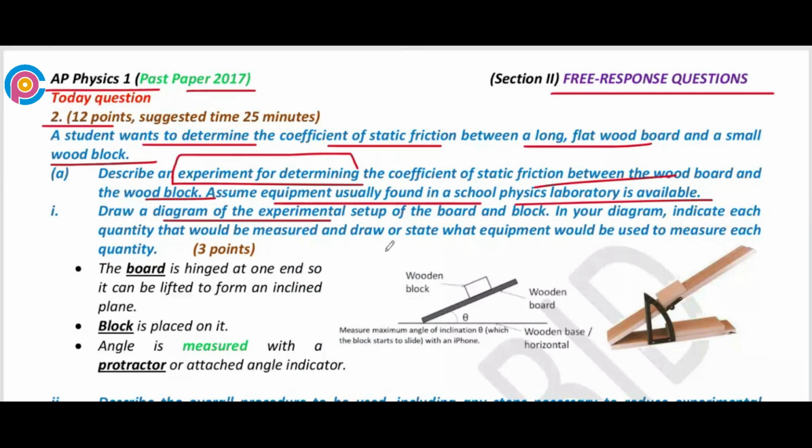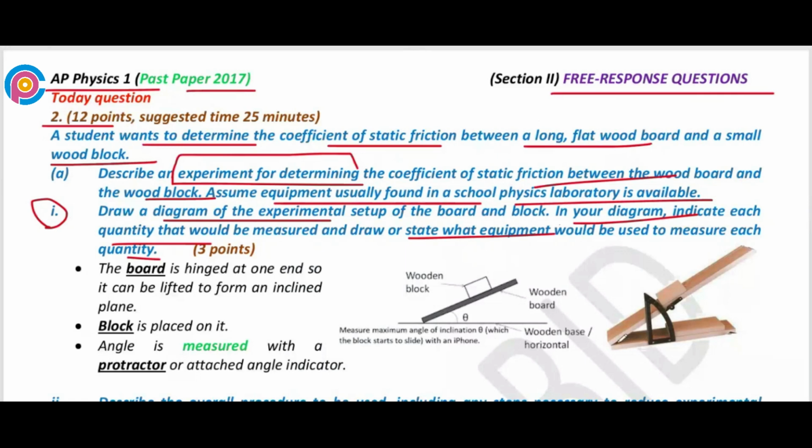Draw a diagram of the experimental setup of the board and the block. In your diagram, include each quantity that would be measured, and state what equipment would be used to measure each quantity. Okay. Now, part one is about the diagram.